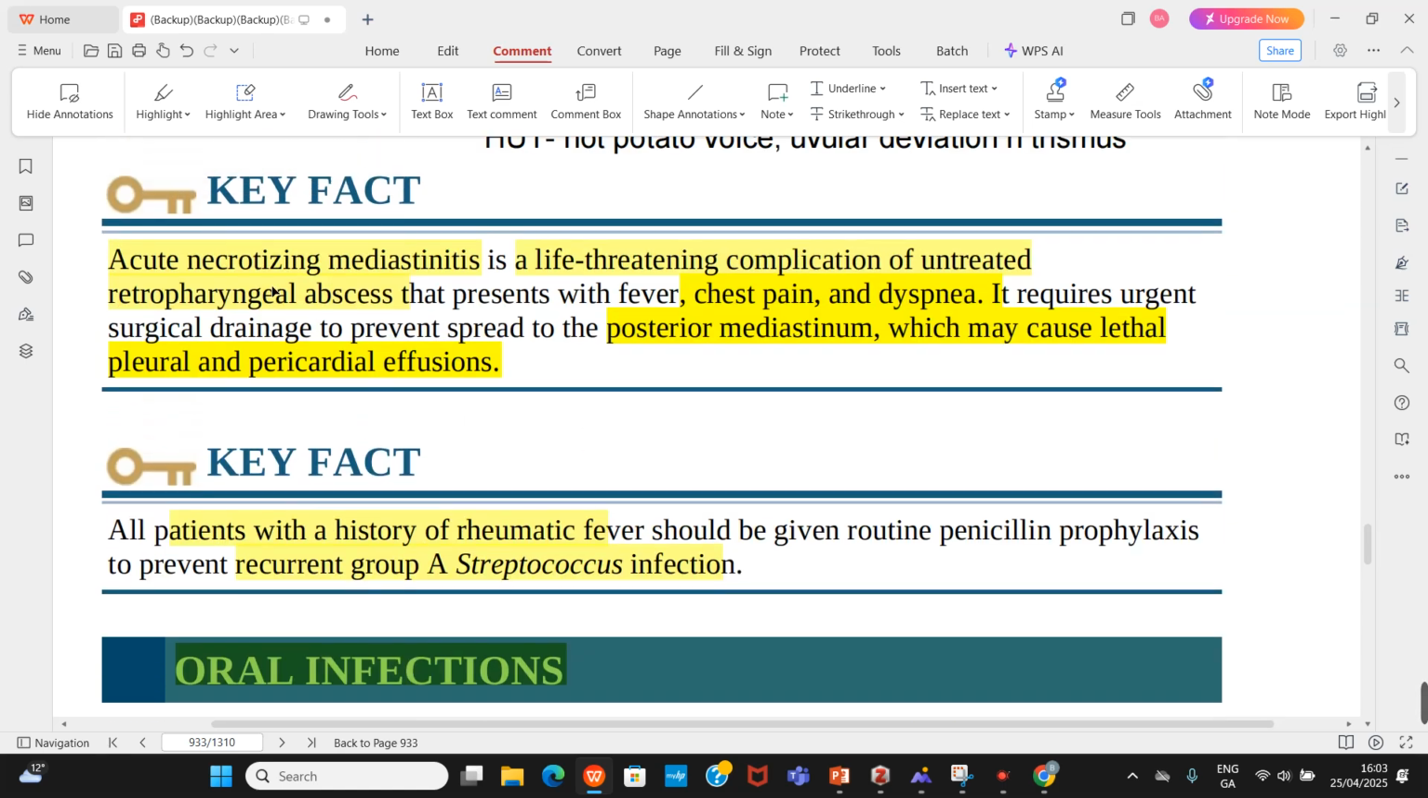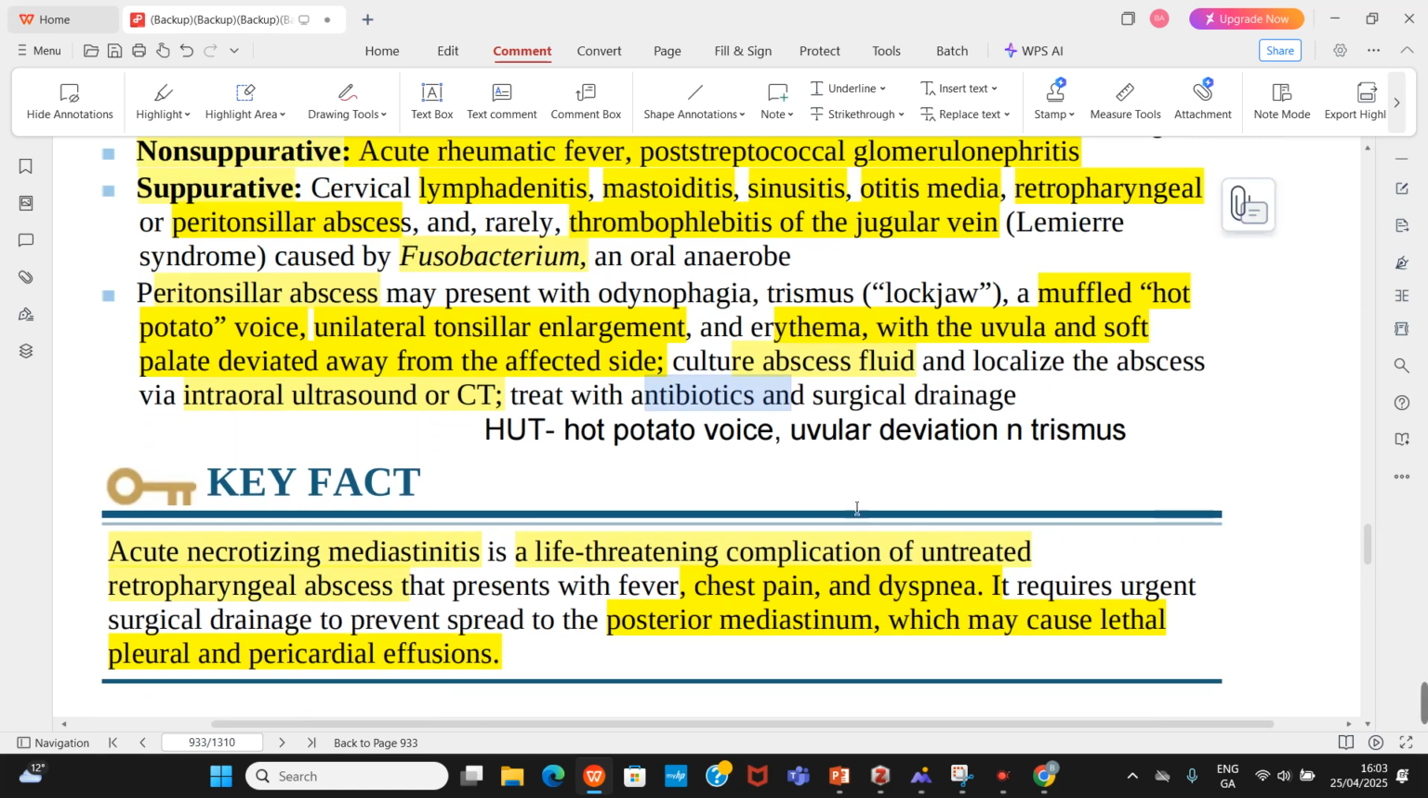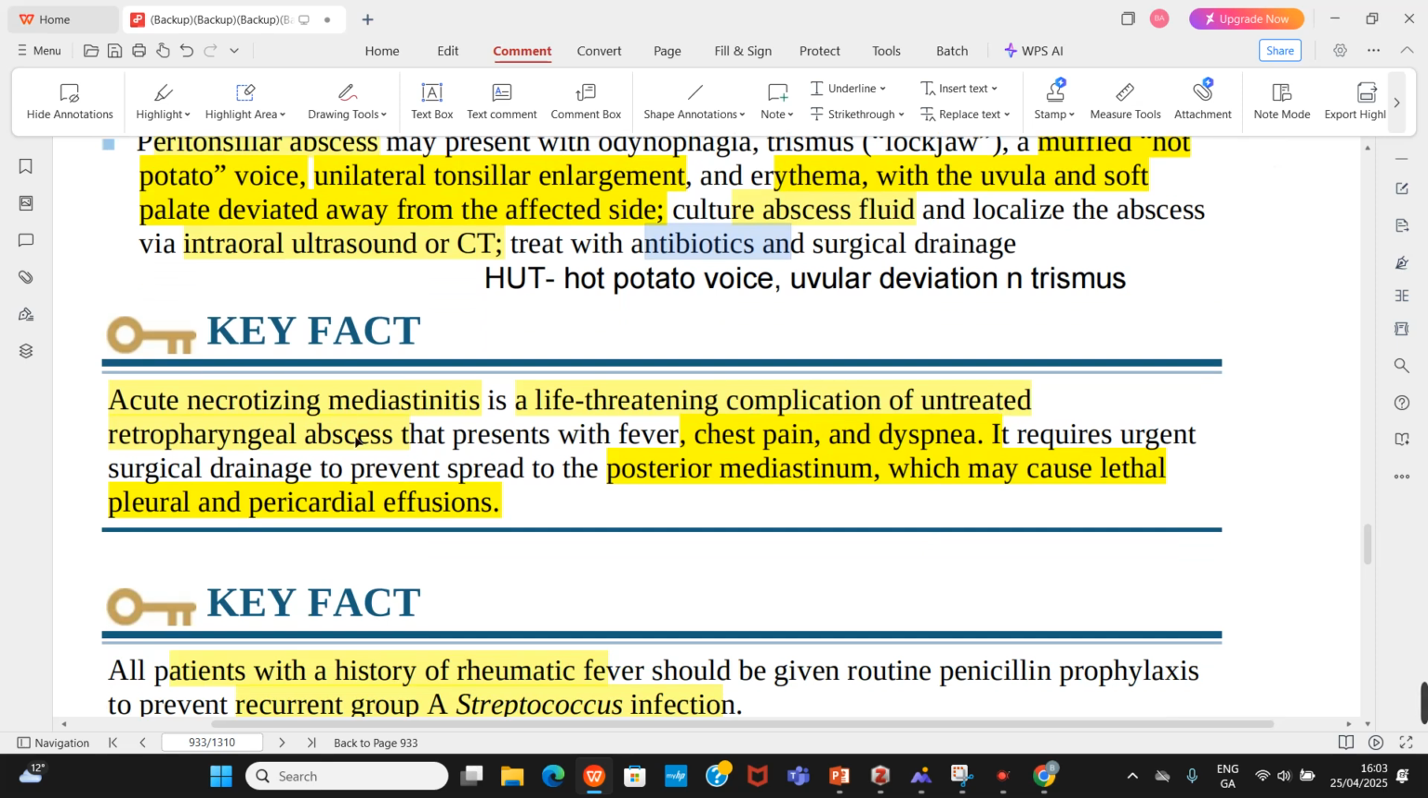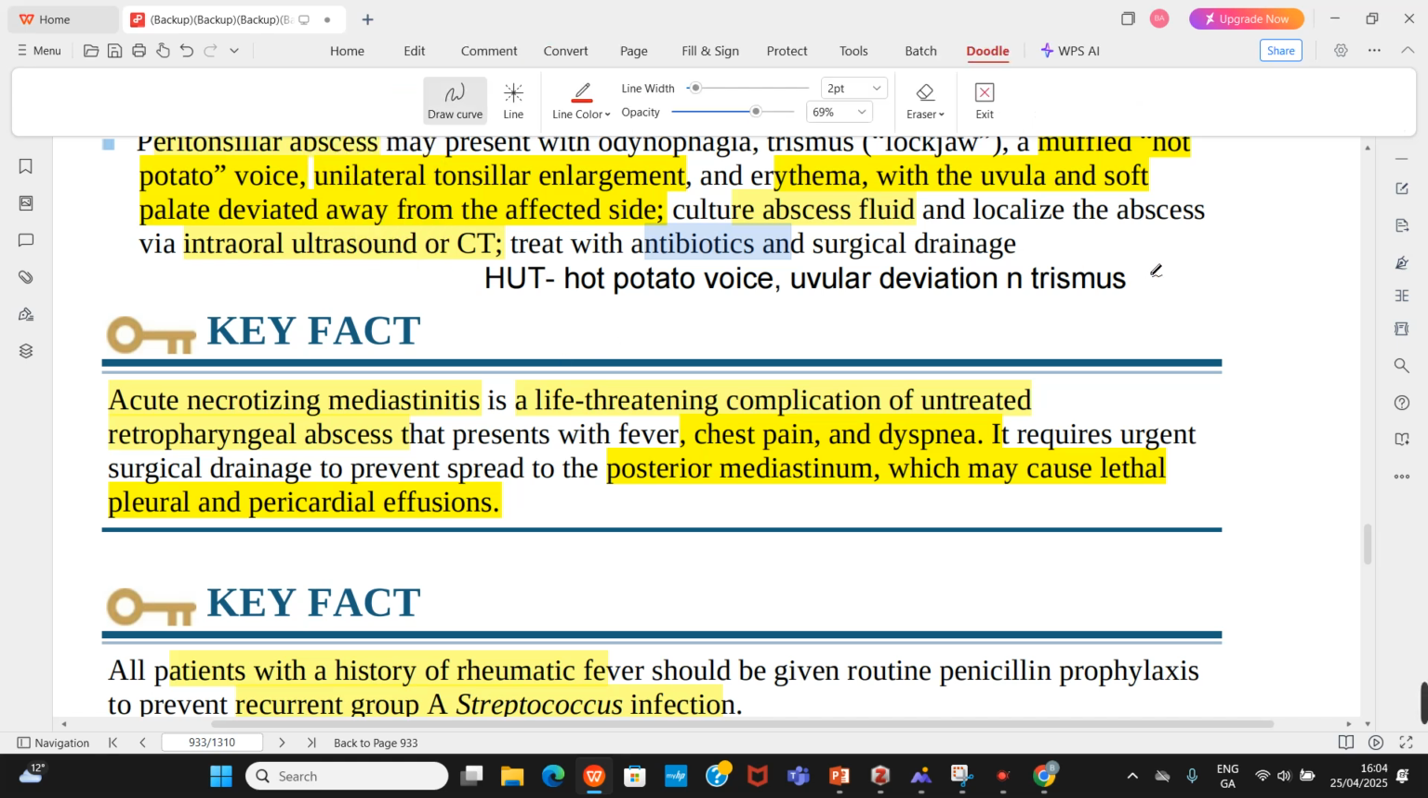Now, one of the serious complications of untreated retropharyngeal abscess is what? Acute necrotizing mediastinitis. So the way it is, the pharynx is kind of continuous downwards with the posterior mediastinum of the chest. So if this is the mediastinum, the pharynx is continuous like that.